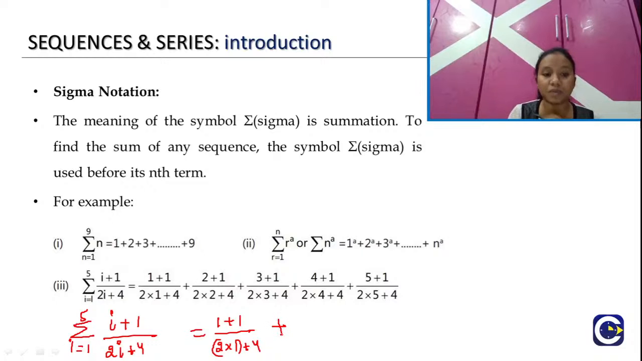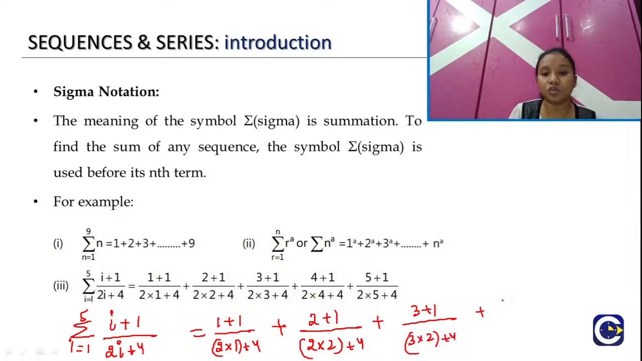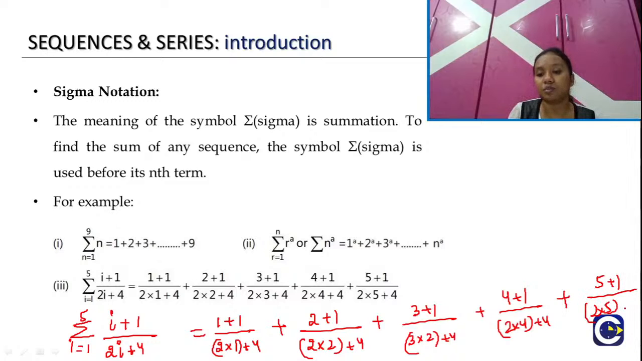As sigma indicates the sum, here it will be plus, and after 1 it will be 2. That means 2 plus 1 by 2 into 2 plus 4. Then it will be 3, that is 3 plus 1 by 2 into 3 plus 4. And then 4, that means 4 plus 1 by 2 into 4 plus 4. And the last one, because i ends with the number 5, that means 5 plus 1 by 2 into 5 plus 4. So this is how we will be applying and expanding our sigma terms here, right?